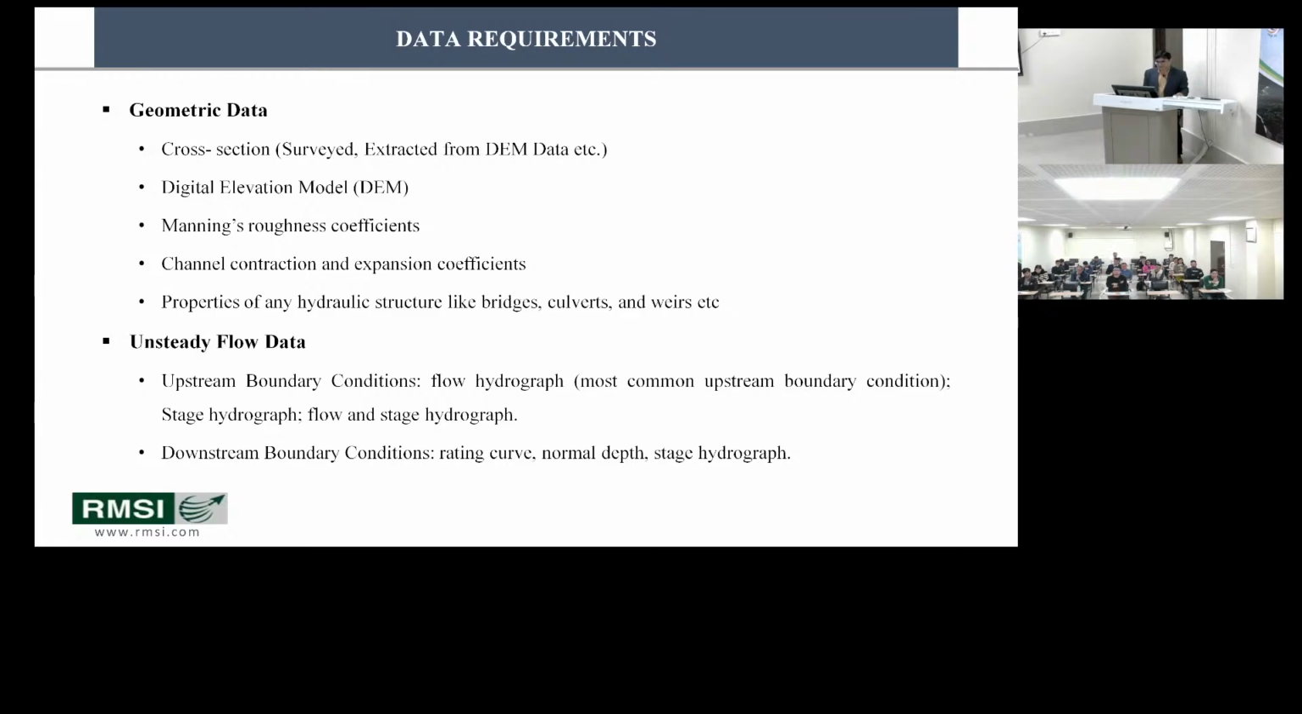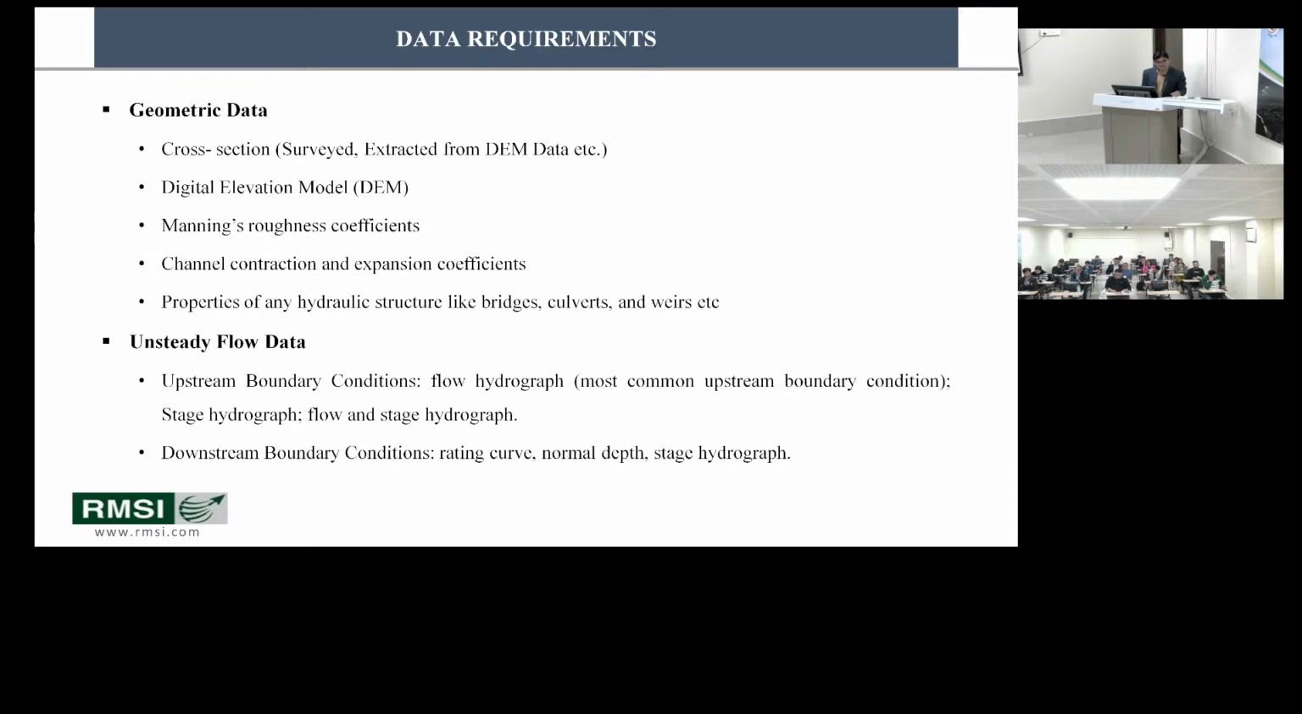Then any structures, bridges, culverts, weirs, all those hydraulic structures, if you have this information in your basin. And steady flow data. Flow data is nothing but, as I mentioned, the output of HEC-HMS, the hydrological model. The output of HEC-HMS is flow, discharge, the flow magnitude time series data. This we call hydrograph flow data, and we will use it as an input to the HEC-RAS model.